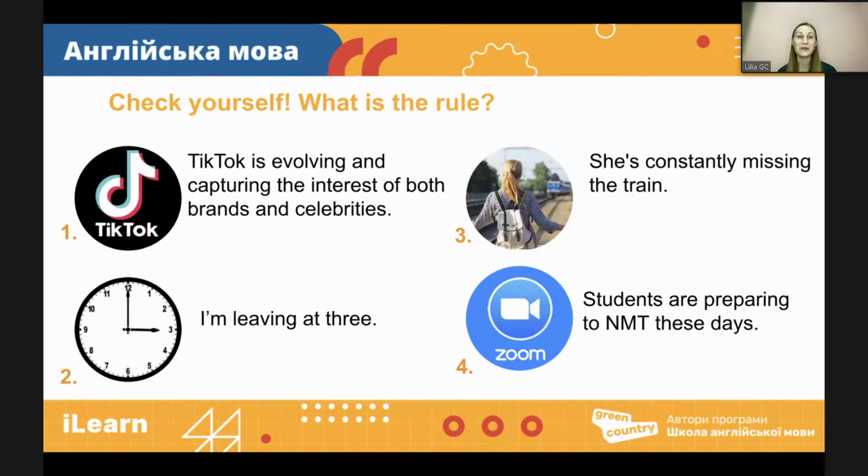Okay, so here, again, we try to check ourselves. So you can see 4 sentences which represent 4 different rules. Try to guess what they are. So number 1, TikTok is evolving and capturing the interest of both brands and celebrities. What is that?